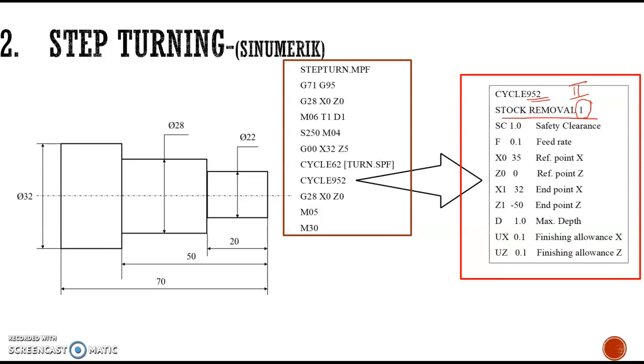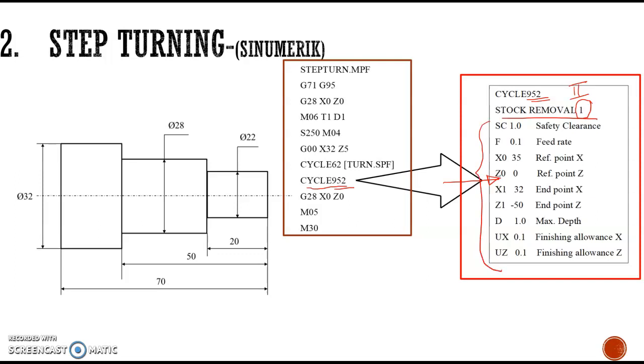Here only one cycle we are using. Whenever you enter cycle 952, this kind of menu will open on the screen of the computer or the CNC machine. Then we have many features or variables, and these values have to be filled.